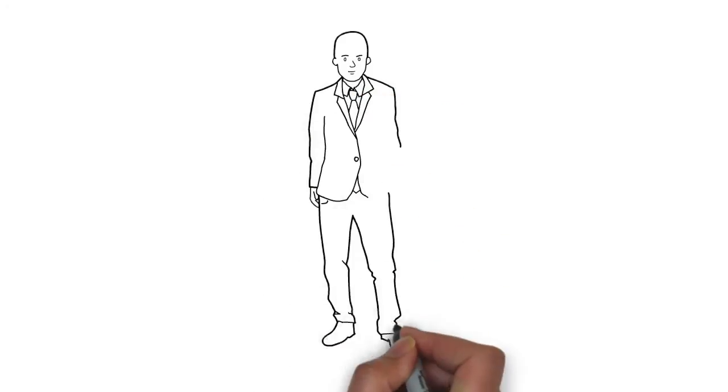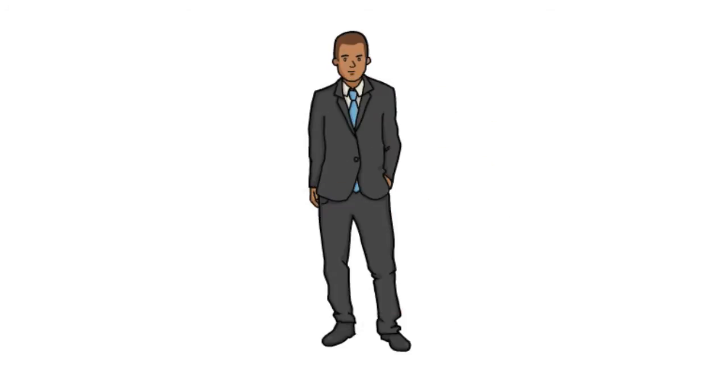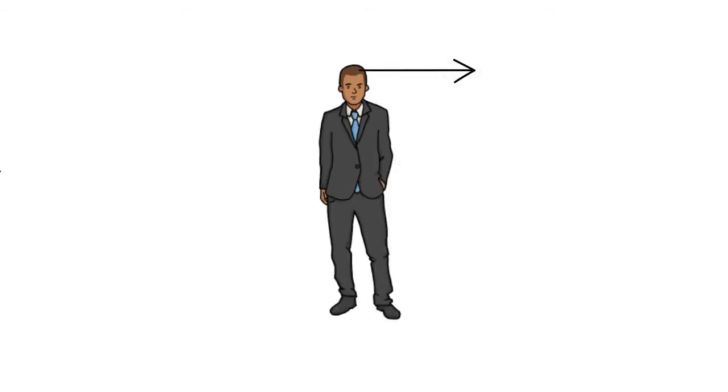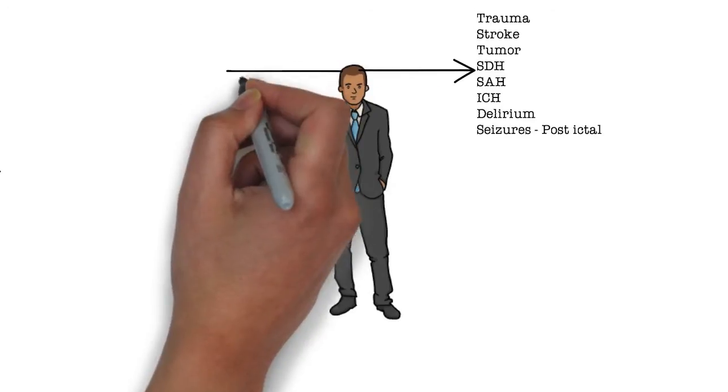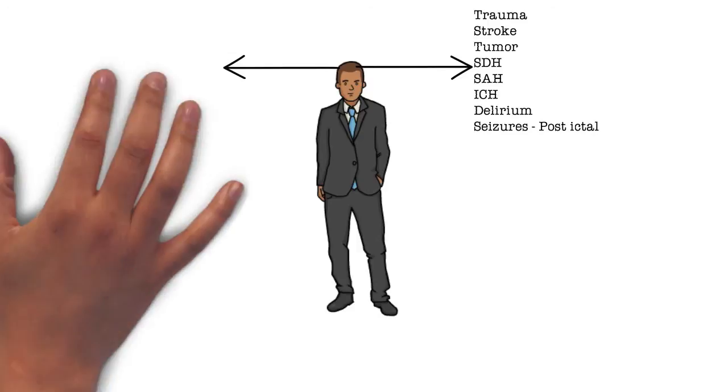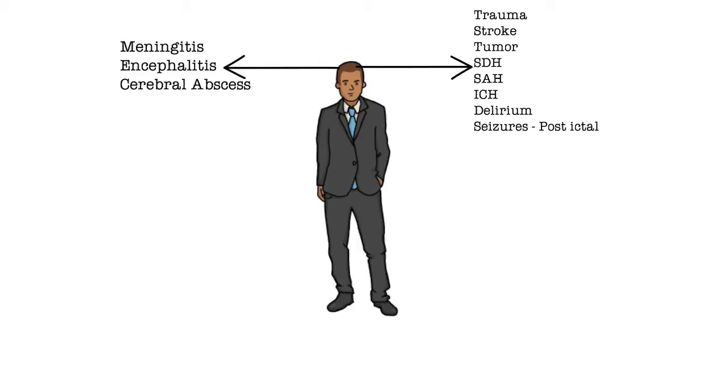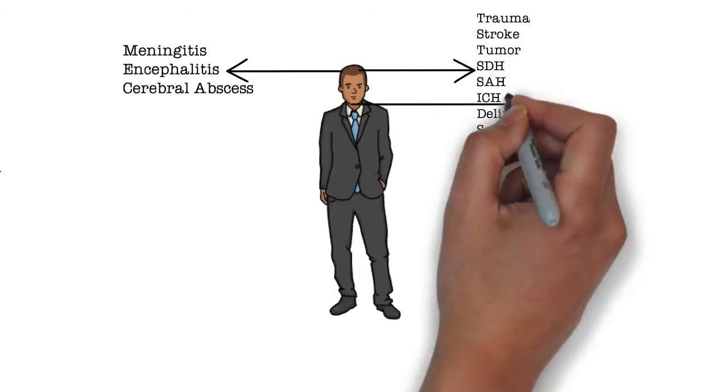Essentially, many conditions can give altered mental status, and we are going to look into some common causes from head to toe. CNS causes like trauma, stroke, tumor, subdural hemorrhage, subarachnoid hemorrhage, intracranial hemorrhage, delirium, and seizures, especially postictal, can give altered mental status. And infections like meningitis, encephalitis, and cerebral abscess are some of the other CNS causes.